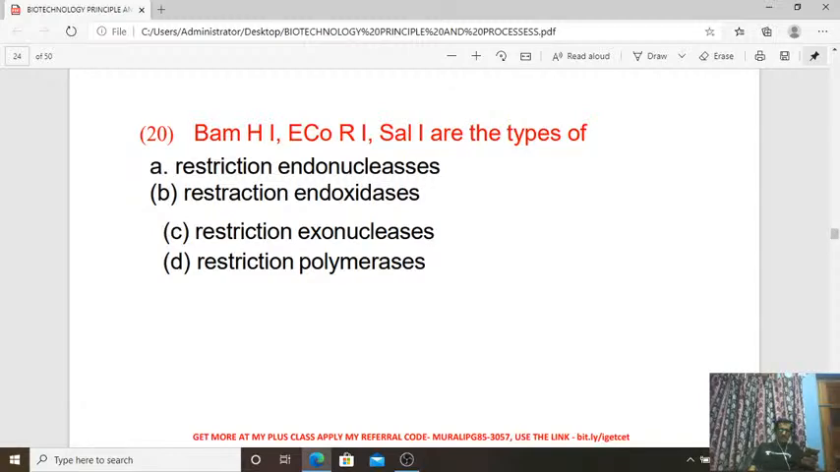Then 20. BamHI, EcoRI, SalI are the types of what? It is a type of, do you know? Answer, students. So the answer for the 20th question is A, restriction endonuclease. Okay. So for the 20th one, A is the answer.